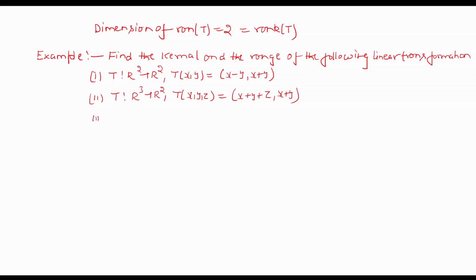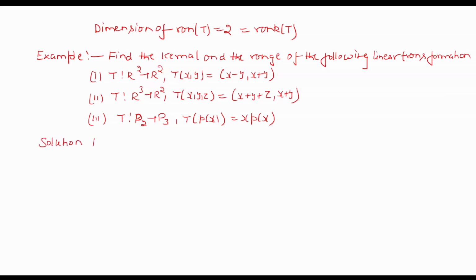Third: T from P2 to P3, and T of p(x) is given as x times p(x). Now find the kernel and the range of the following linear transformations. Let's start with question number 1.